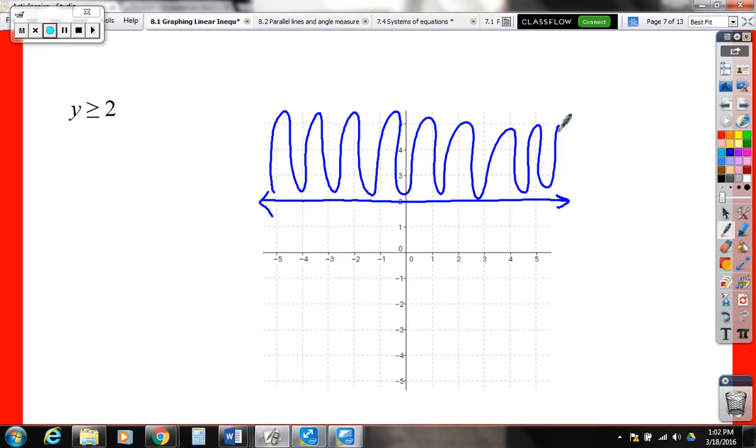Okay, the next two are examples for you to try, and then you have your assignment listed there. So I'm going to go ahead and stop this.